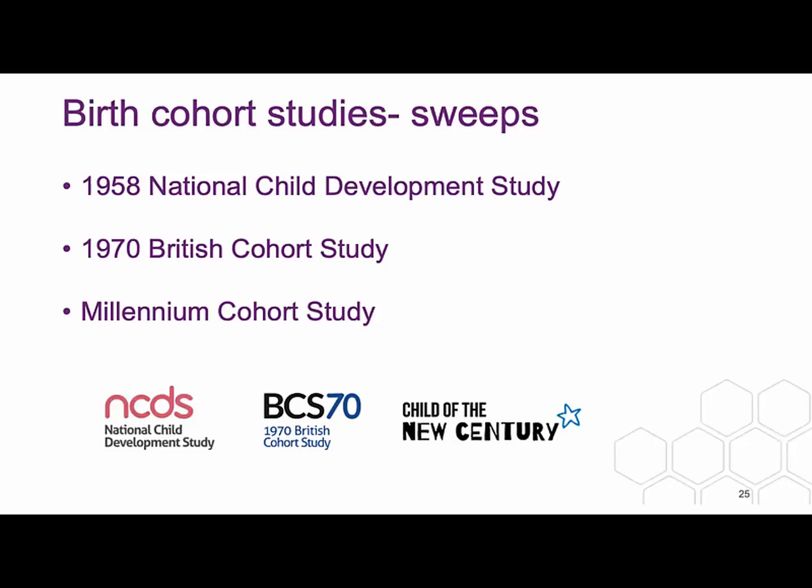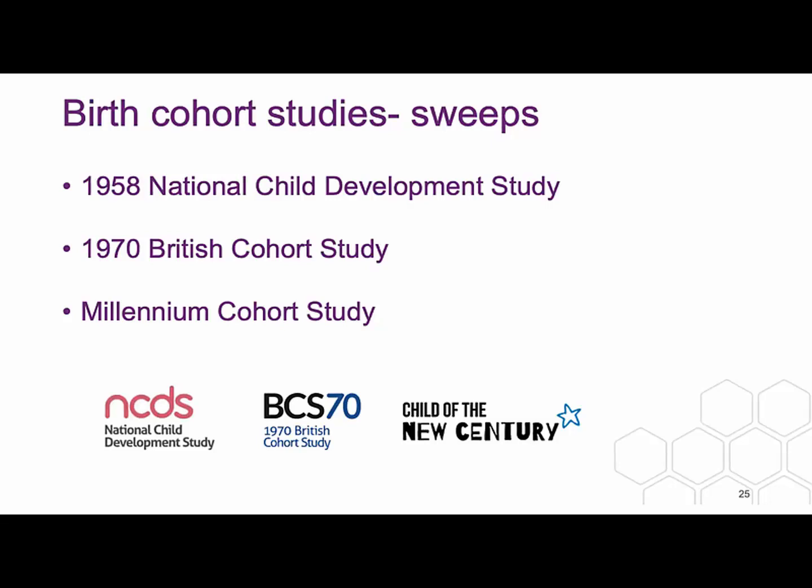We then have the 1970 British cohort survey, which is following the lives of about 17,000 people born in England, Scotland and Wales in a single week of 1970. And this has been a really important source for evidence on key policy areas.